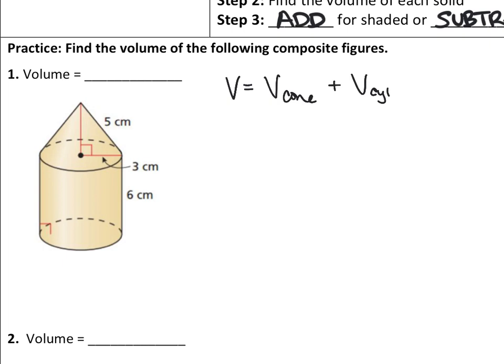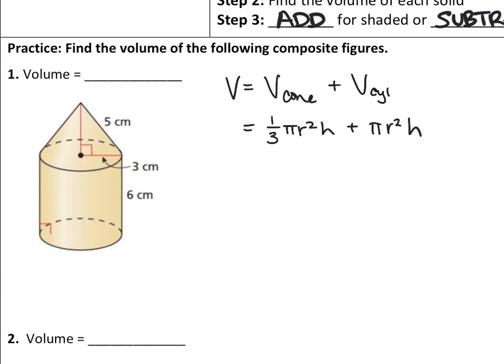Fabulous. Now I'm going to flip my paper over and write down the formula for the volume of a cone and the formula for the volume of a cylinder. So flip yours over. What is the volume of a cone? Very good. 1/3 pi r squared times h. And since you're still flipped over there, what is the volume of a cylinder formula? Fabulous. Pi r squared h.